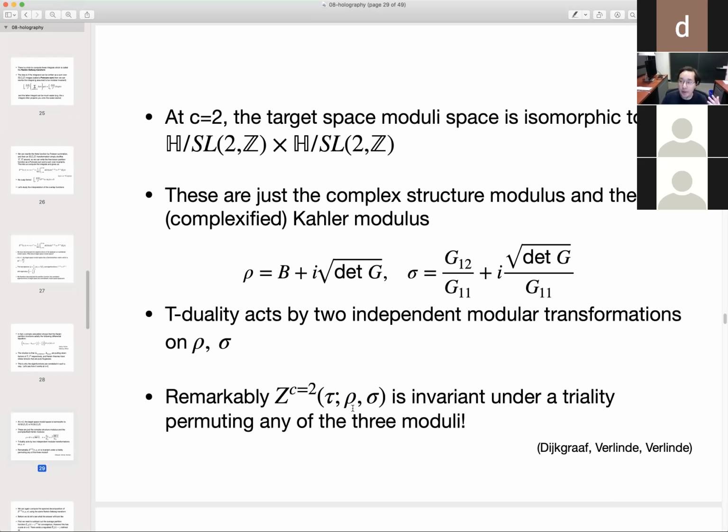So remarkably, though, even though these coordinates have different original meaning, there's actually a triality where you could permute any of these 3 coordinates and the partition function remains the same. And although you can prove it rather simply, I think that the reason why there's this triality is very mysterious. So exchanging rho and sigma is just a special case of mirror symmetry, but exchanging the worldsheet and target coordinate, I think, is still rather mysterious.